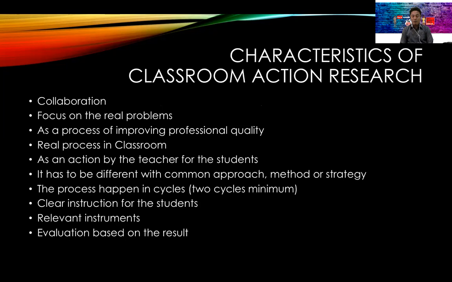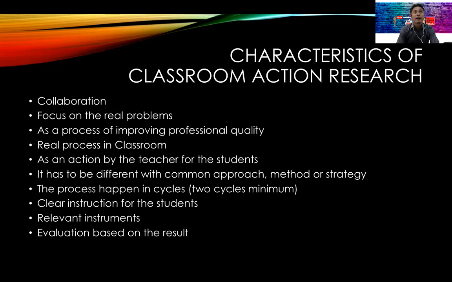Okay, now we're going to go to our main topic for today. It is about the characteristics of classroom action research. And for your information, last week I already randomly asked some of you to mention some characteristics of classroom action research.